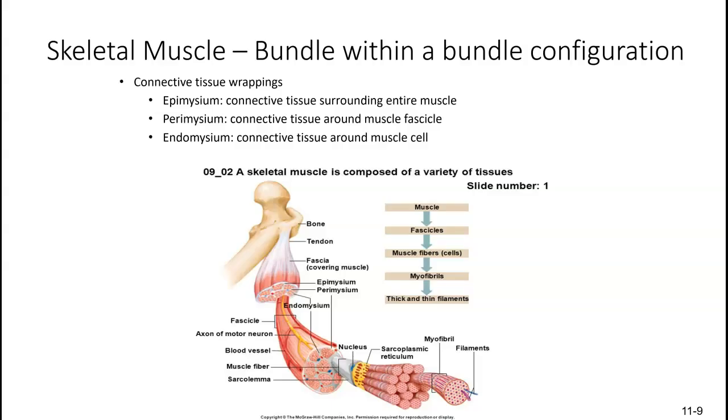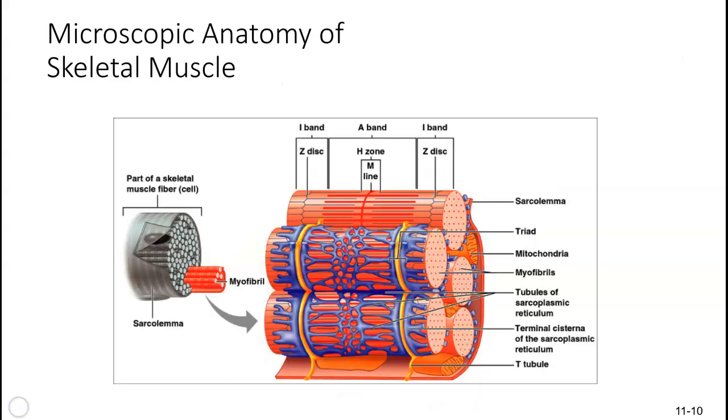If we look at the hierarchy, we have the large muscle, then the smaller bundles, which are fascicles, then our muscle fibers, which are cells, also called myocytes. Within those muscle cells, we have those myofibrils. This is also where we talked about those contractile units, the sarcomeres, and then we have those thick and thin filaments that we know as being myosin and actin. So you can see this bundle within a bundle configuration.